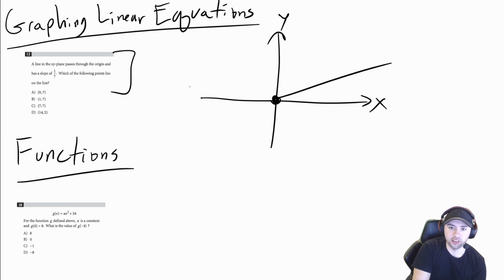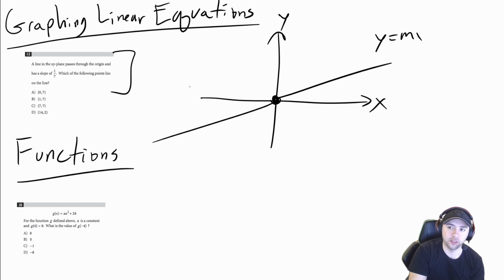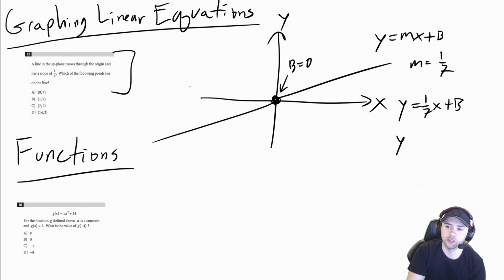So that would look something like this, right? And basically we know y is equal to mx plus b for any line, and in this case, they told us the slope is 1/7. So we know y is equal to 1/7 x plus b, where b is the y-intercept. But in this case, the y-intercept is happening at the origin, which means that b is equal to 0 because the height of the origin is 0. So y is just equal to 1/7 x. Which of the following points lies on the line?